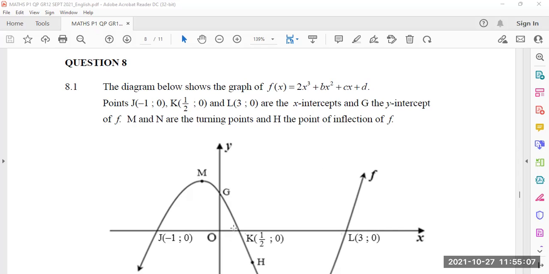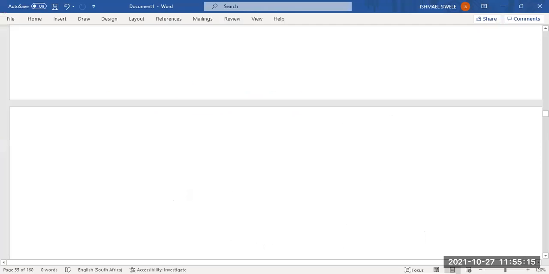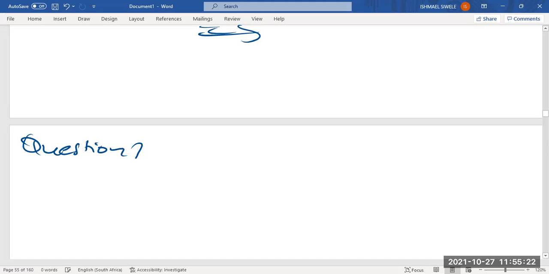Okay, great. So welcome back. Now we are looking at question number 8. So what is it that we see here? This question is based on the cubic graph. Yes, so question 8, you can see that it's based on the cubic graph.